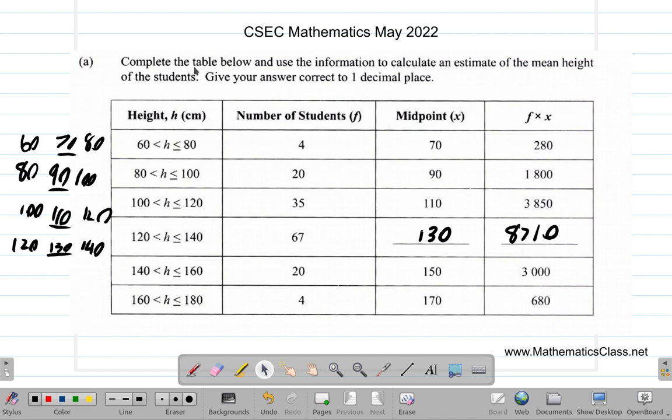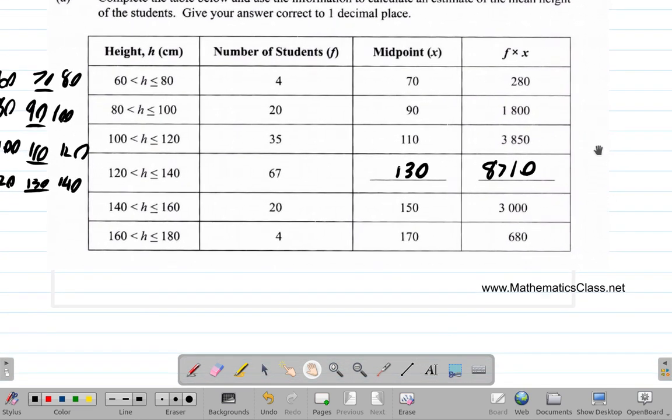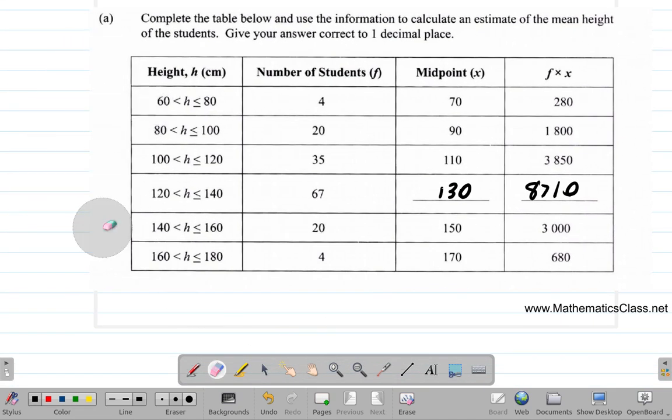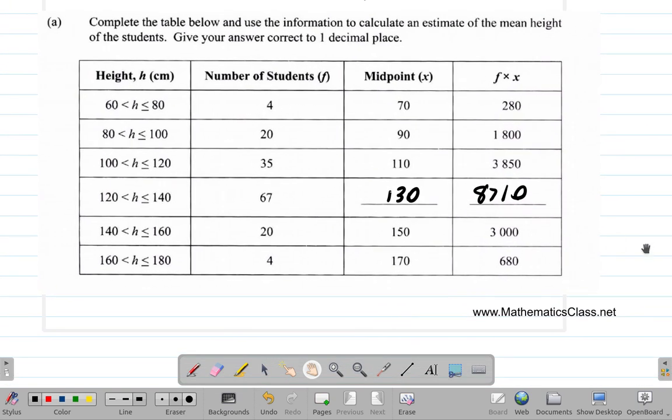Now, what else did they say you have to do? Use the information to calculate an estimate of the mean. What I want you to do, first of all, is pause the video and work out the mean. So, go ahead and pause it. Okay, you finished? What did you get for the mean?